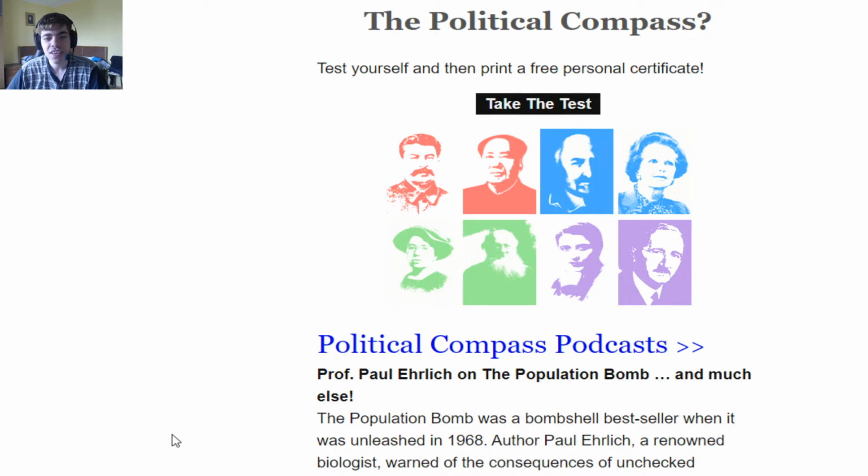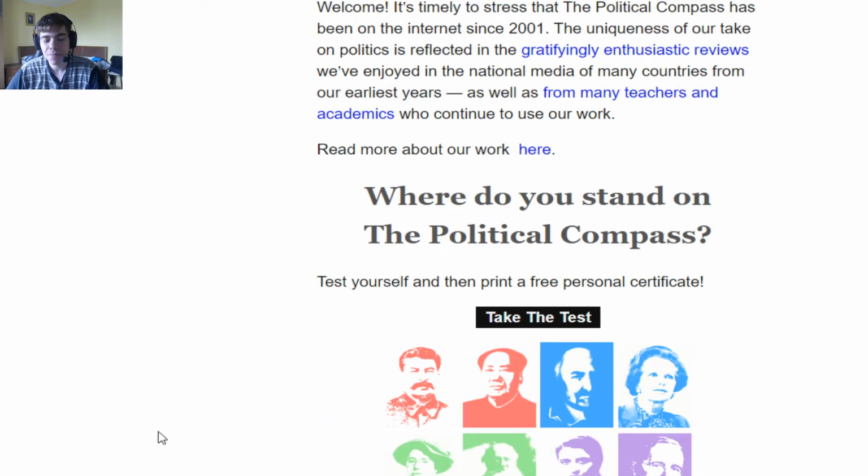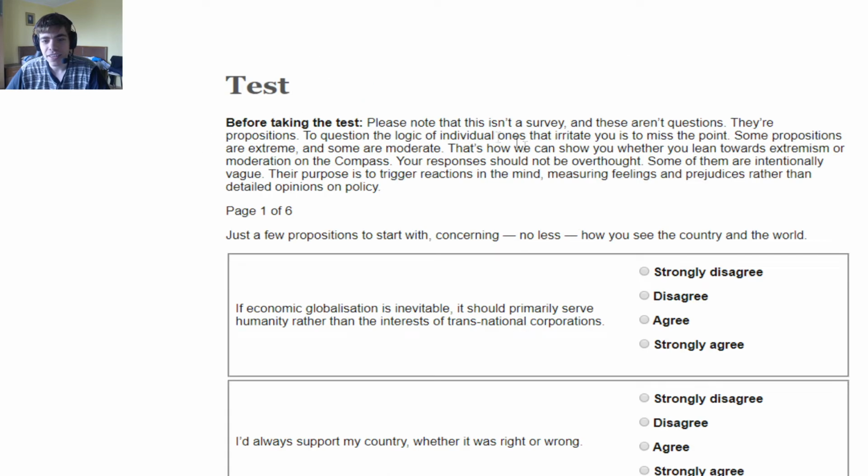and show you a glimpse into what my visions about politics are, and where I stand on the political compass. It's basically just a test with questions. I guess if we go and take the test, there you go.